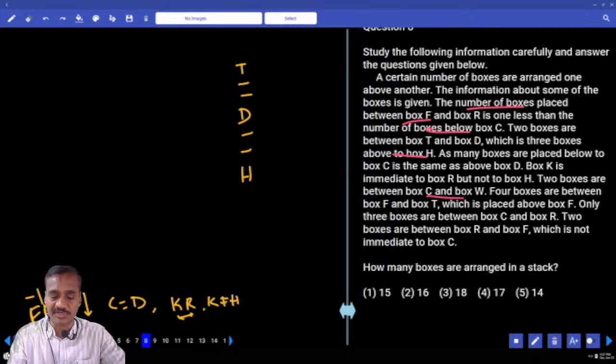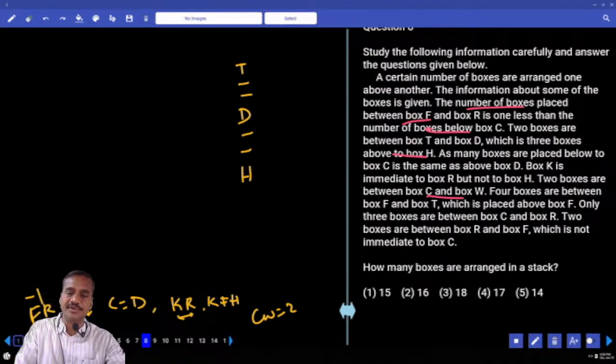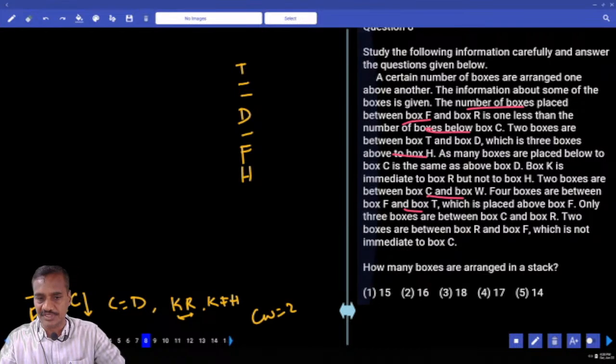And 2 boxes between C and W. Now in between C and W, how many? There must be exactly 4 boxes between F and T, and T is placed above F. T is placed above F: 1, 2, 3, 4, F is here. Does it fit or not? Now 4 boxes. That means F and H must be adjacent to each other.